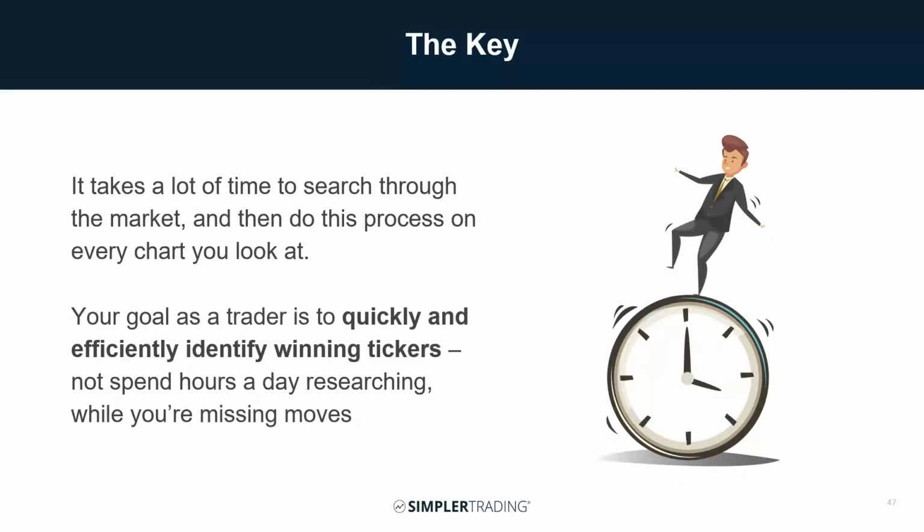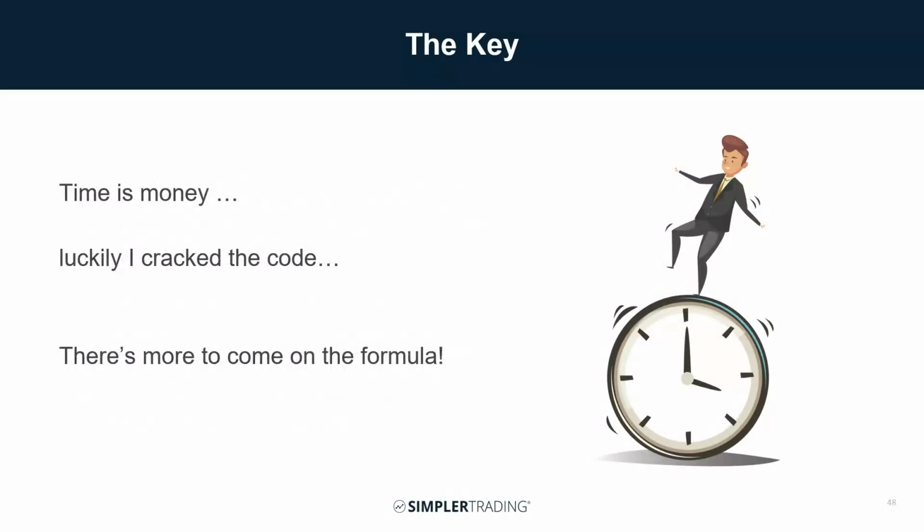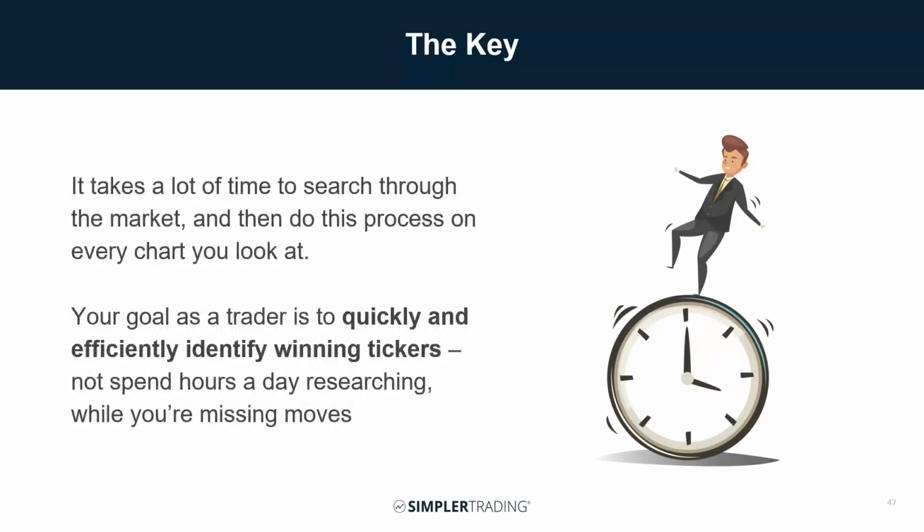Now, the key here is that it takes a lot of time to search through the market and do this process on every chart you look at. It's like, okay, well, where are the moving averages in relation to each other? Where is price in relation to the moving averages? Your goal as a trader is to quickly and efficiently identify winning tickers, not spending hours a day researching while you're missing moves. And you know why? Time is money, okay? And luckily, I cracked the code. There's more to the formula, all right?